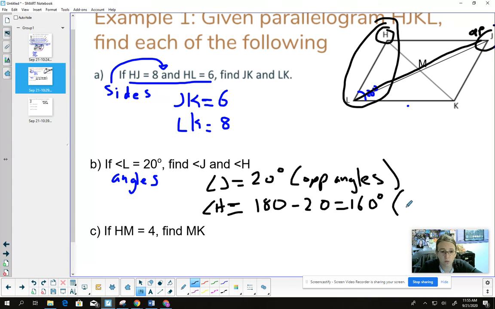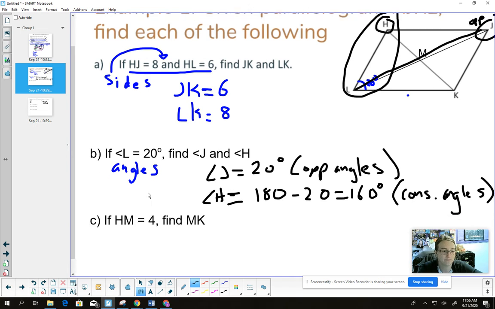Again, the reason why we added these to 180 is because they were consecutive angles right on top of each other on the same side of the parallelogram versus opposite angles. Opposite angles congruent, consecutive angles supplementary.